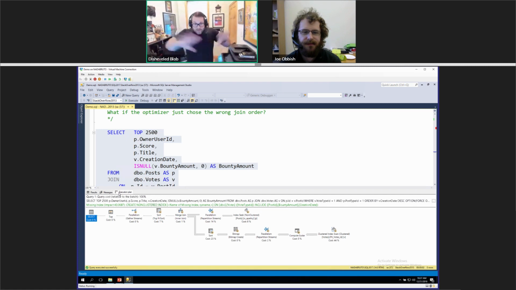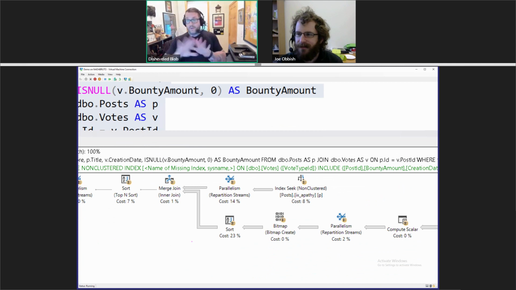This is a totally different query plan from the last one. Now SQL Server has chosen a merge join. It says, no, if I have to do things in this order, we're going to merge things together. I'm going to sort everything that comes out of the votes table. We're going to do this merge join because merge needs sorted input from both sides. Right? You can't just have things floating around willy-nilly.